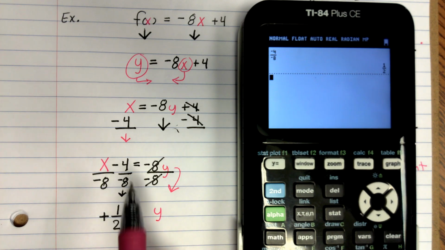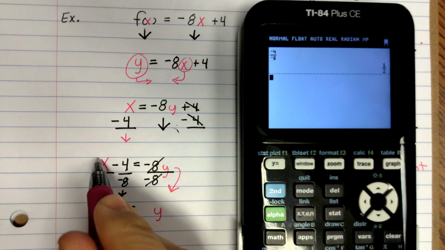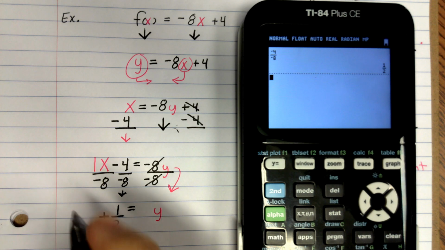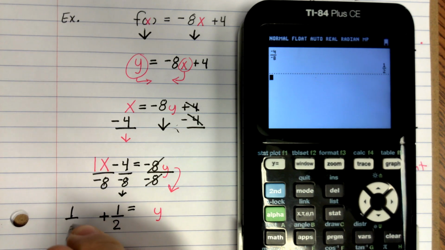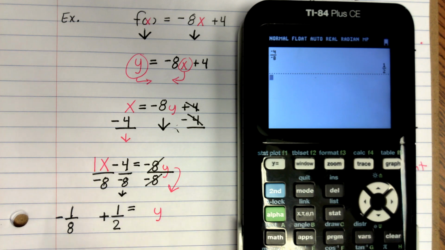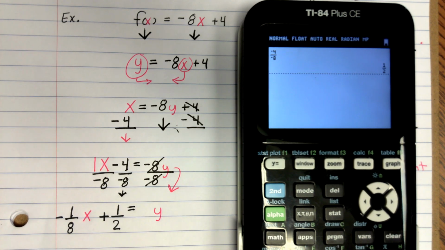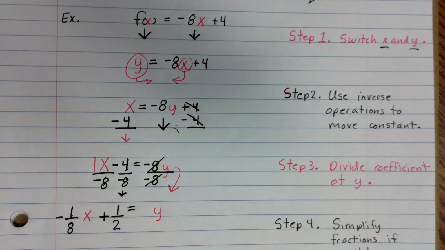Now on this one it's much simpler, right? Because remember, there's always an invisible 1 in front of every variable. So really this is just 1 over negative 8, and nothing's going to change there. So I'm going to write that down. I have 1 over 8, and it is negative, so negative 1 over 8, and then the x comes after it. Alright, so we're a lot closer to being done now.